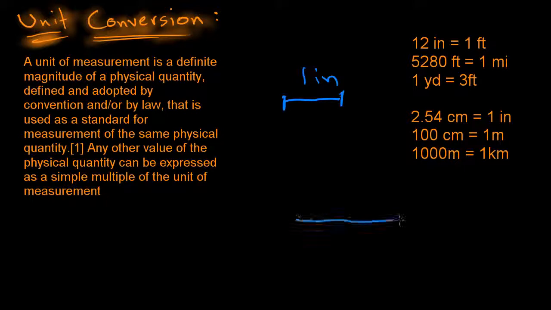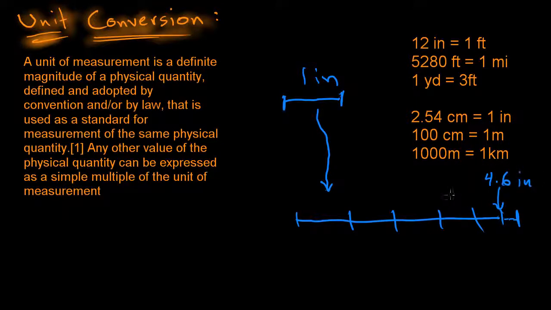Say, for example, I wanted to know how long this distance was. Well, I can take my inch and place it onto this distance and measure in inches. And it looks like this is about 1, 2, 3, 4, maybe 5 inches would go to here. And so our distance that I wanted to measure was about 4.6 inches. I'm just using a multiple of this unit of my 1 inch to measure this distance.